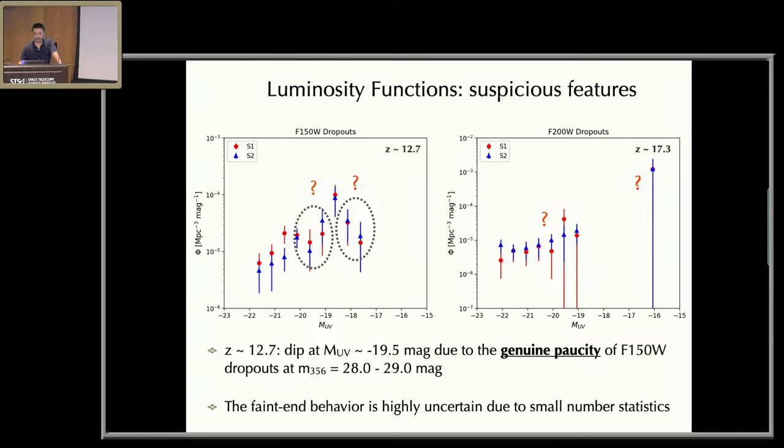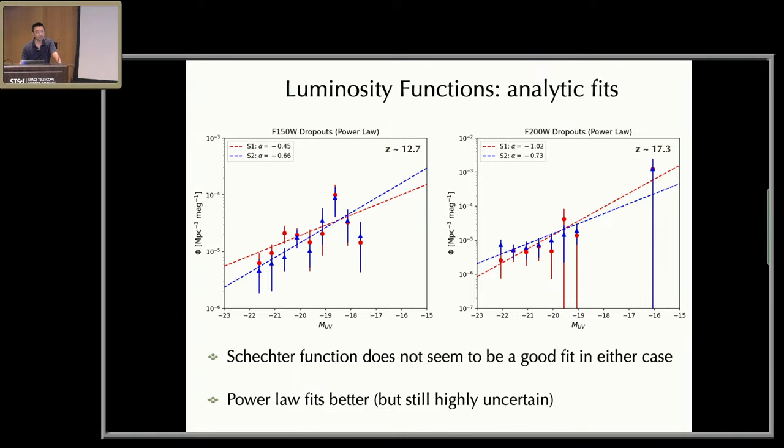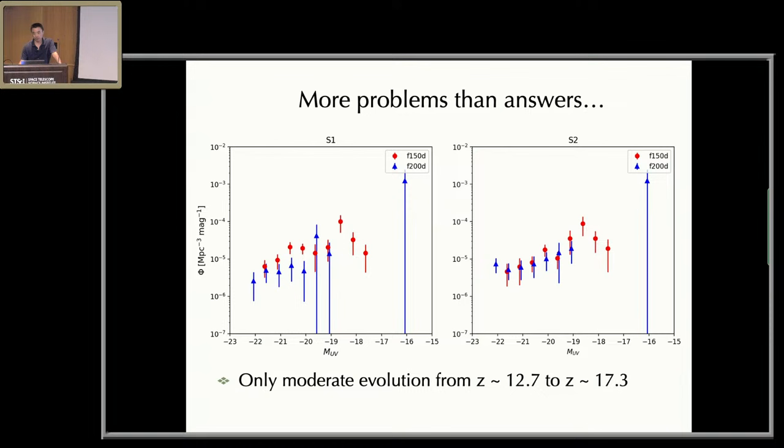Now we can put them together. We can try to do this kind of analytic fits, okay? And I would say the Schechter luminosity function does not seem to be a very good fit, in either case. So a power law actually fits better, and so we just do these power law fits. But admittedly, this is still highly uncertain, and it actually presents more problems than answers.